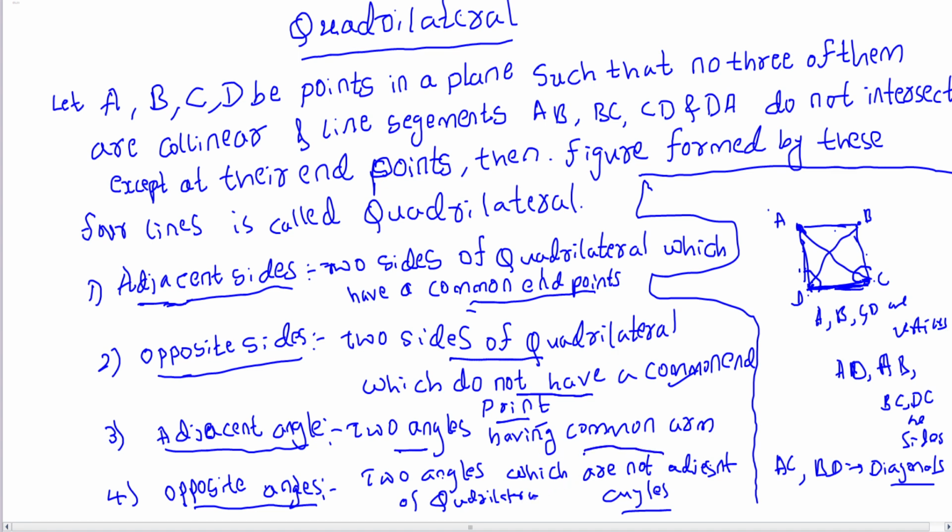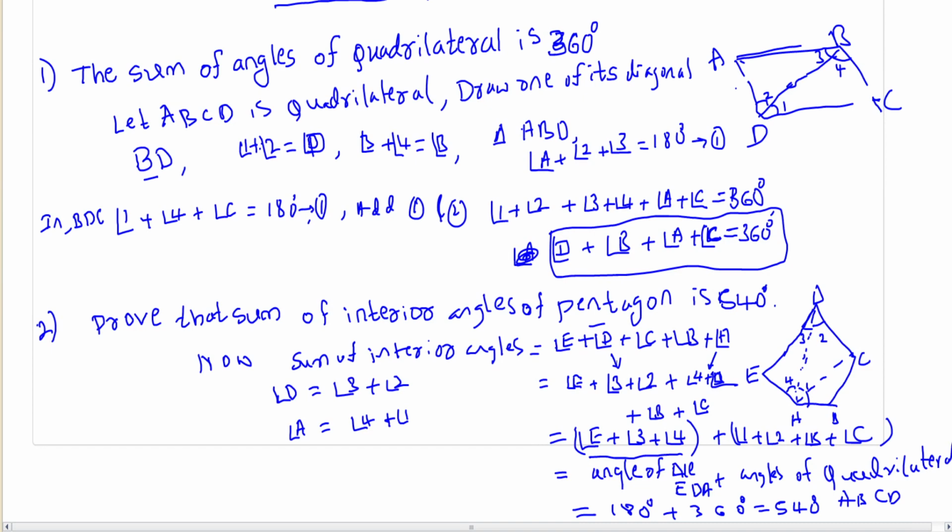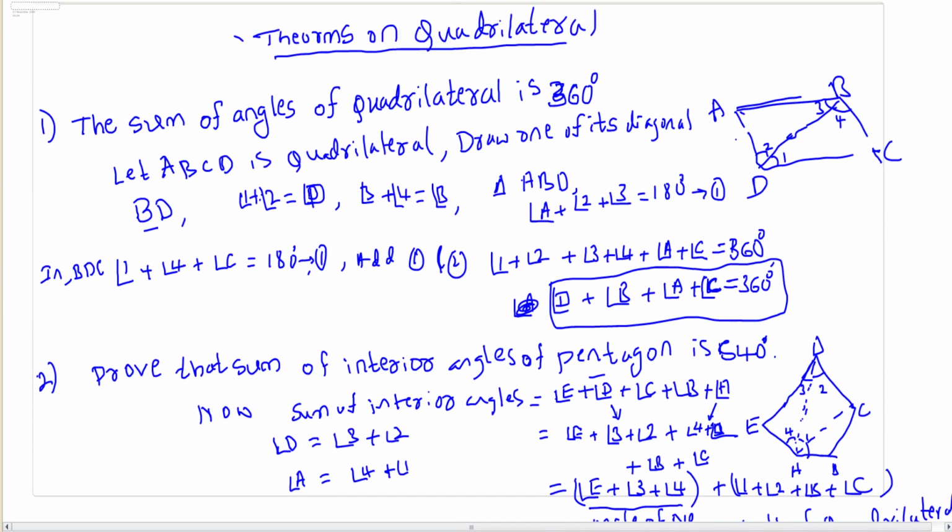What are the opposite angles? Angles which are not adjacent, like angle B and D, are called opposite angles. These are the definitions and related things about quadrilaterals. Next, coming to some very interesting theorems.